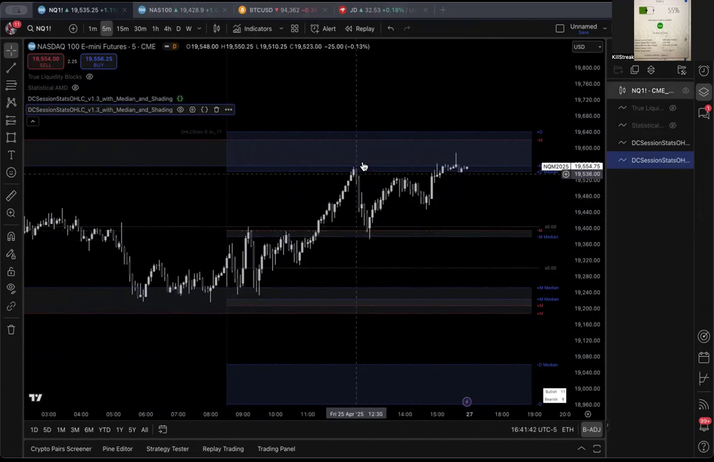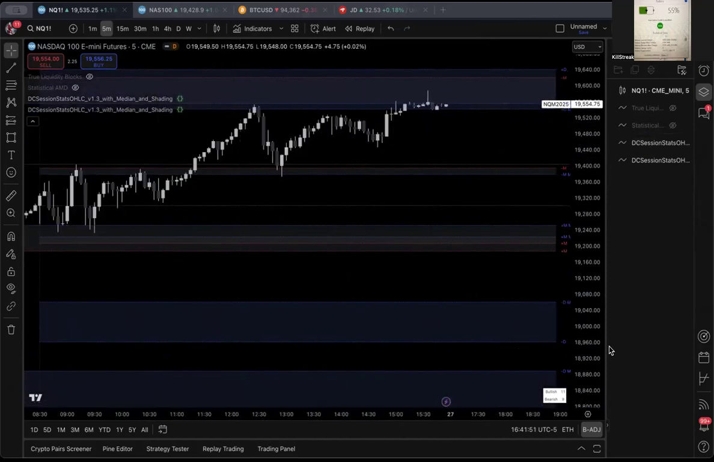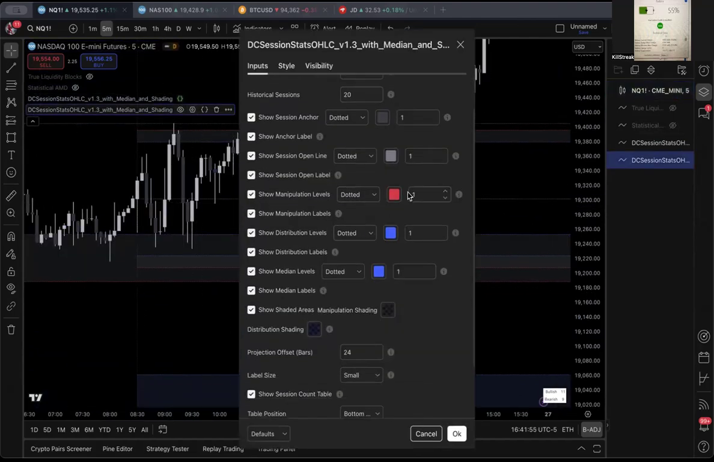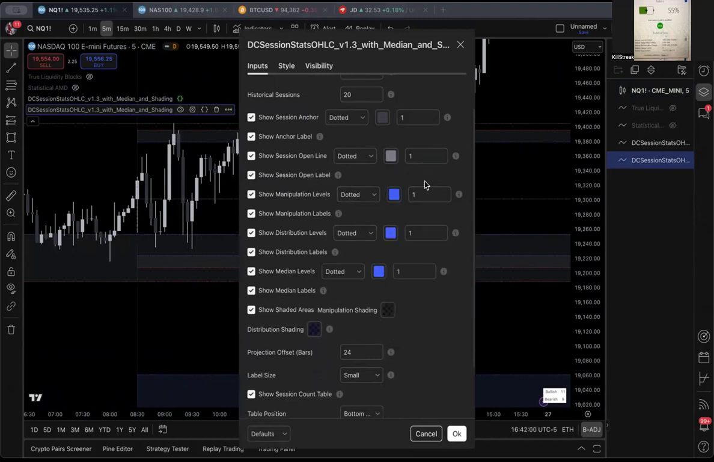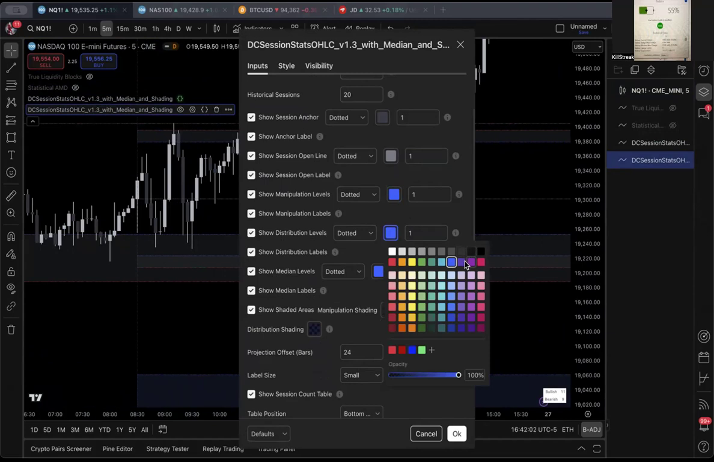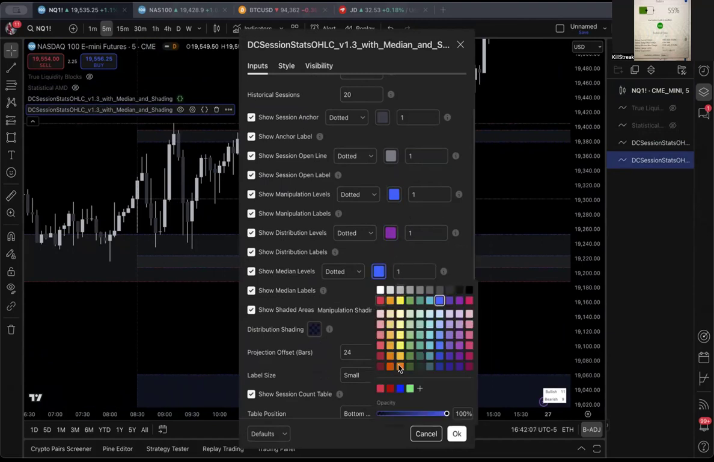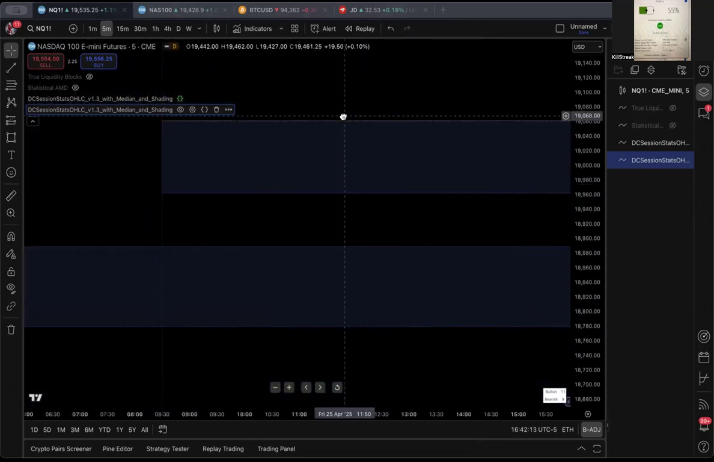Usually you get strong trends or very weird behavior after 11. I like to trade where institutions are trading, where there's a lot of volume, and we'll get back to volume in a second. But if we stack these two, just for differences, I'm gonna change the color. Manipulation will be blue, and distribution levels will be purple. And for median levels, let's use white, I guess. Sure, whatever.